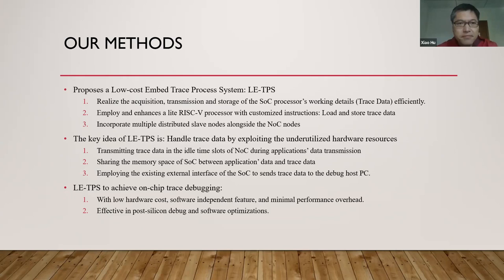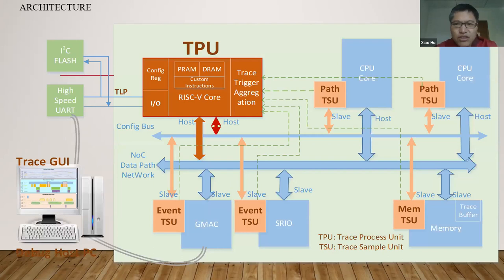This is our structure. It is composed of three main components. The first is the RISC-V core-based TPU, called the Trace Processor Unit. It serves as a master node. And we have several TSUs, called Trace Slave Units, on each CPU core. They can collect paths, memories, and events of each module.